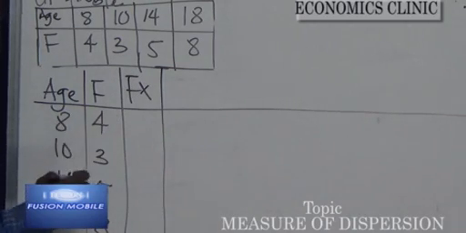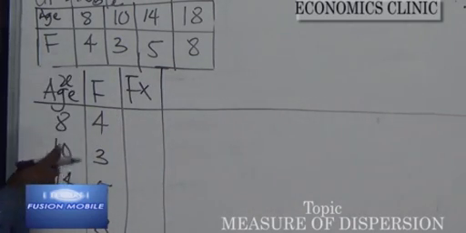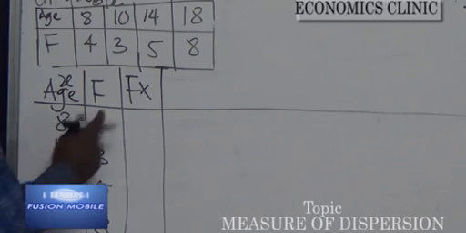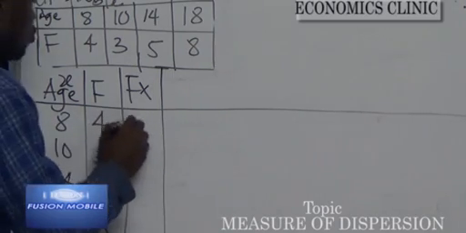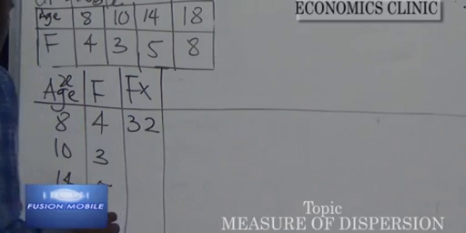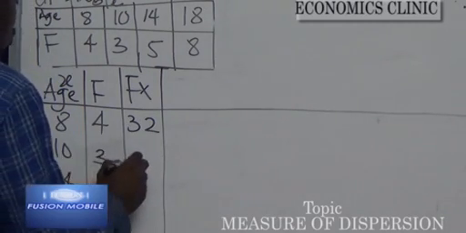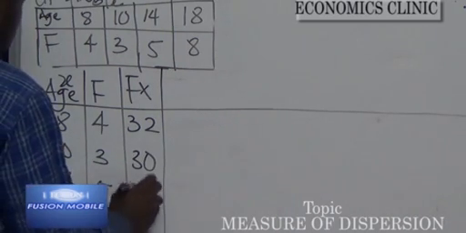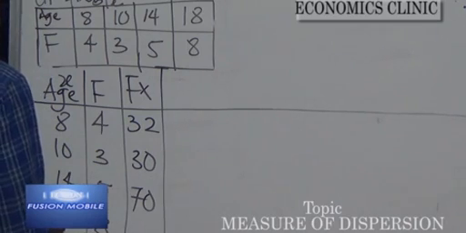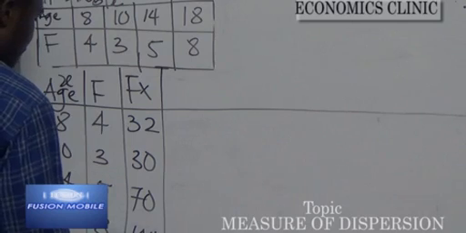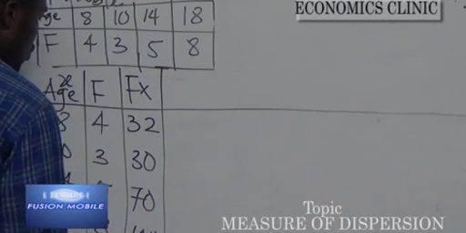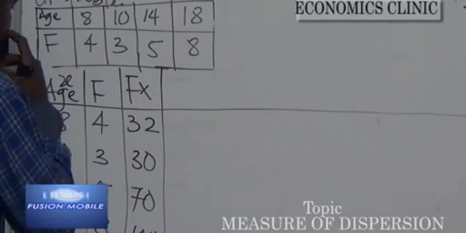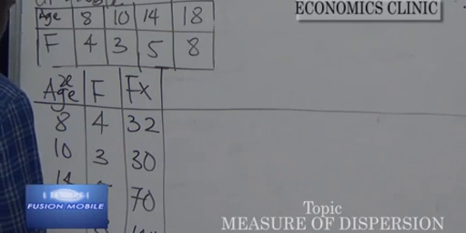And f here talks about saying that I will need to multiply f times x, because x here represents this age. So I have 4 times 8 to be 32. I have 3 times 10 to be 30. 5 times 14 is 70. And 8 times 18 is 144. I will add these values together. I have 726. Also, I will add the values of f together. So I have 20.